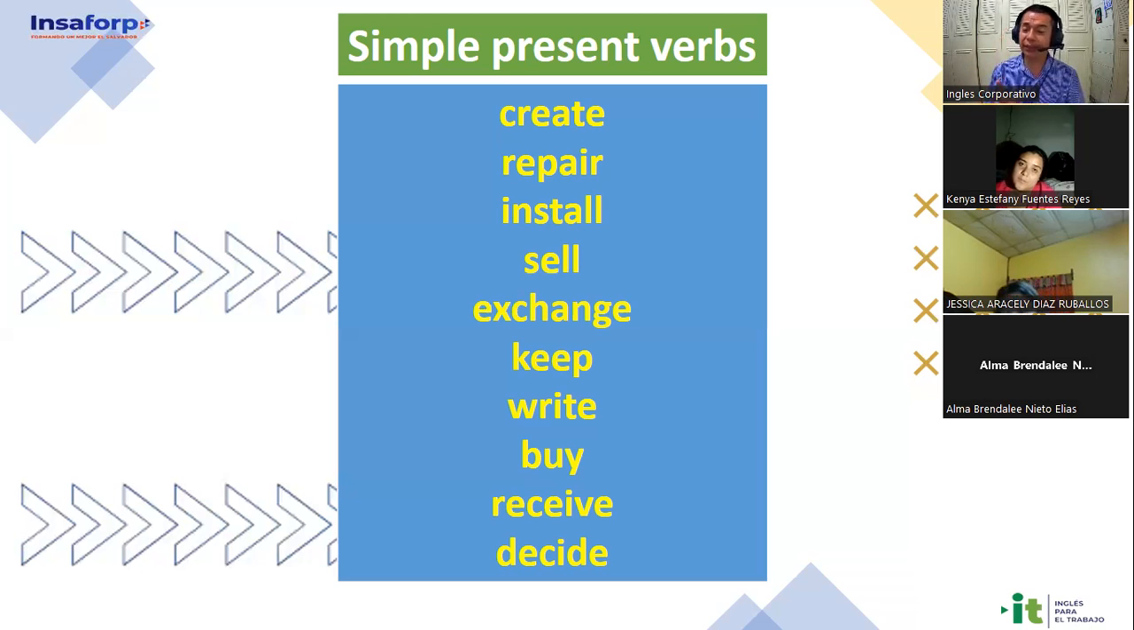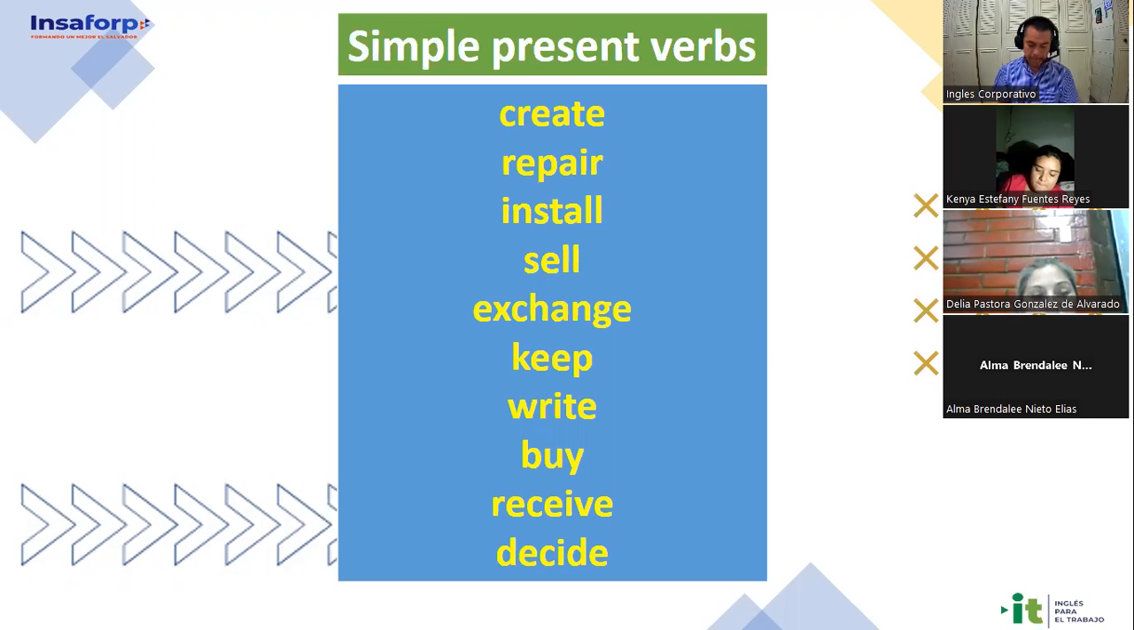Okay, we're going to create some sentences using these verbs in affirmative sentences, right? For example, create. I create some programs. Delia, can you make a sentence using repair, please? I, you, we, he, my brother, my sister, and the verb repair. Okay. My son repairs the TV. Okay. It's not a good recommendation, Delia, your son repairing the TV, but yes.